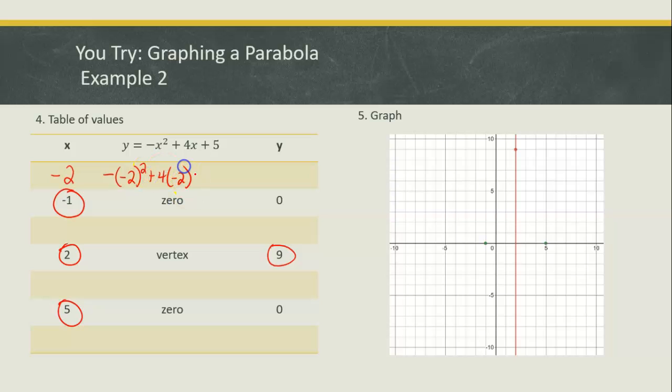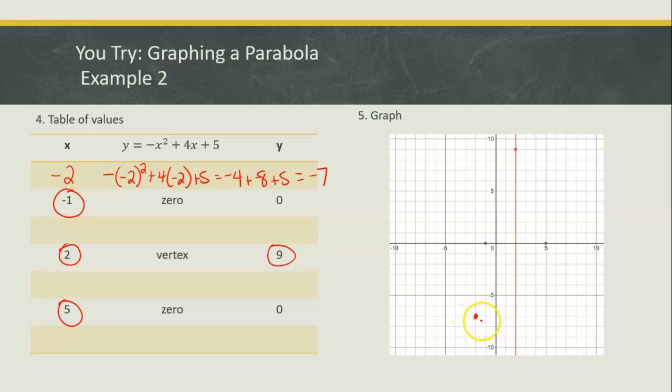times -2 plus 5. So that becomes -2 squared, which is 4, but then there's a negative on the front, plus 4 times -2, which is -8. Plus 5, and so our y value becomes -7 because -4 plus 8 is -12, and -12 plus 5 is -7. So if we go over to -2 and down to -7, we can put a dot right there.